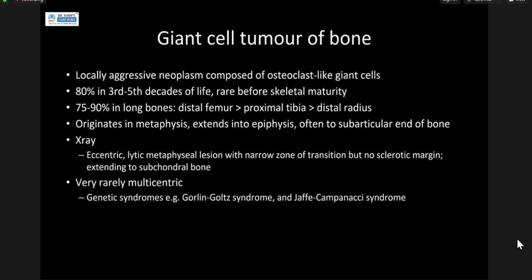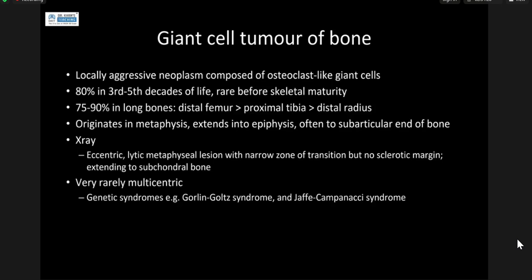75 to 90% occur in the long bones, predominantly in older people, so 30 to 50, and they originate in the metaphysis and extend to the epiphysis and often abut the subarticular bone. They are generally eccentric with no sclerotic margin, and, you know, the words narrow zone of transition. I found using zone of transition a little bit confusing.